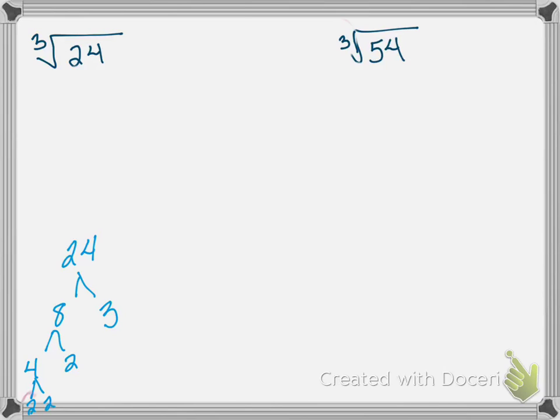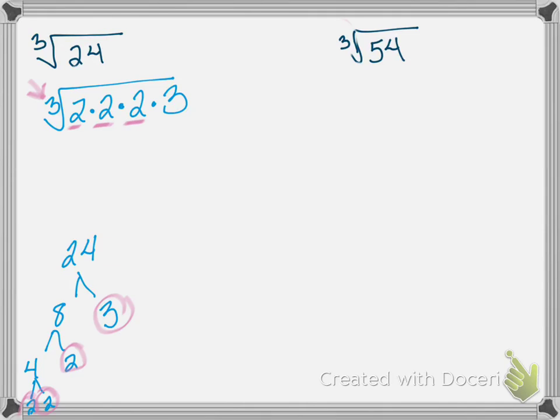So my prime factorization for 24 is 2 times 2 times 2 times 3. And because of this 3, guess how many 2's I have to have in order to pull 1 out? 3. So I've got 1, 2, 3. So I only pull one of those 2's out because it is a cube root.